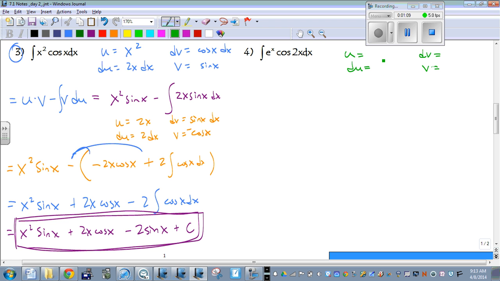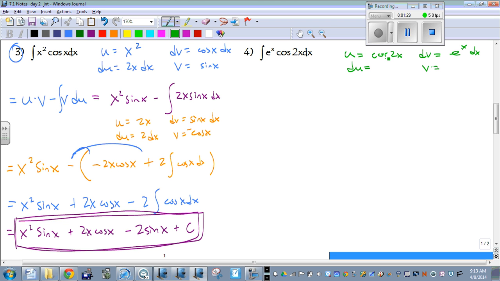So I'm going to go ahead and use cosine of 2x as my u, because taking the derivative is a little bit easier, less work. Really, I think either way we do it, it'll work out fine for this problem. So dv is going to be e to the x dx.